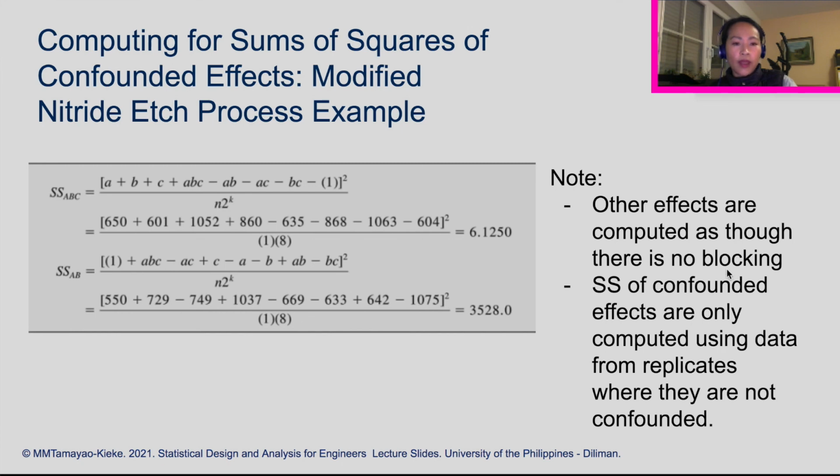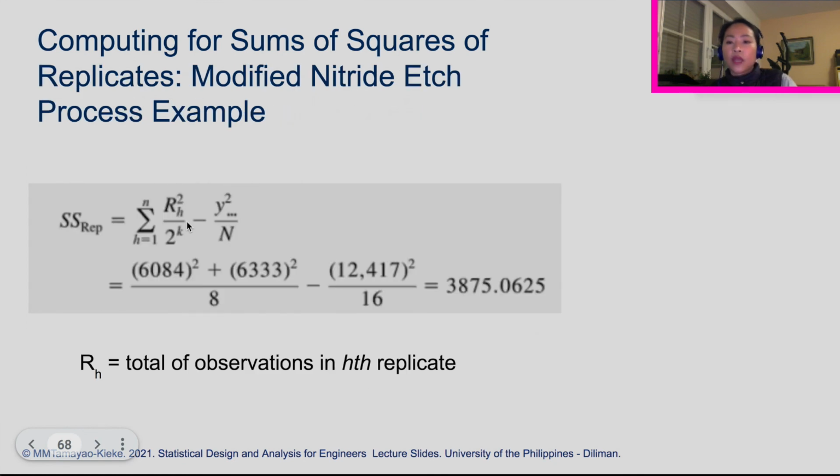The sums of squares for the other effects will be computed as though there is no blocking. Again, the sums of squares of the confounded effects are only computed using data from replicates where they are not confounded, as we have discussed. Another thing we have to compute is the sum of squares of the replicates. This is equal to the summation of R sub h squared over 2 to the k, minus the grand total squared over n, where R sub h is the total of observations in the h-th replicate.